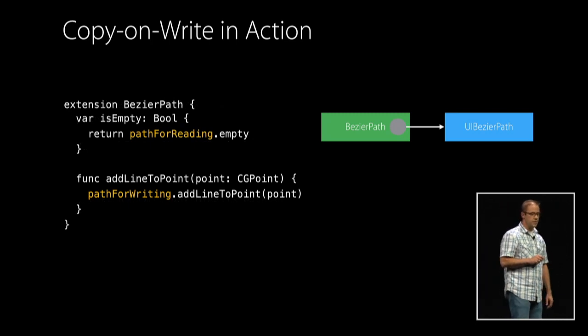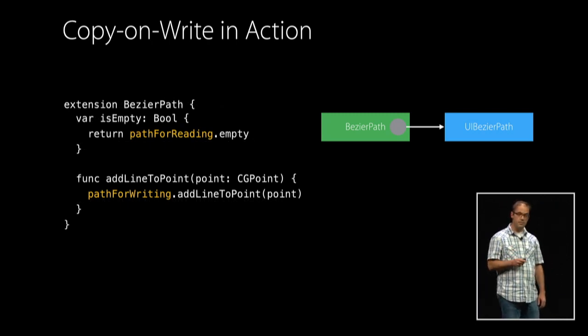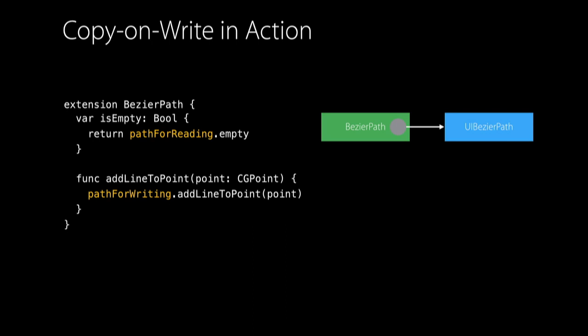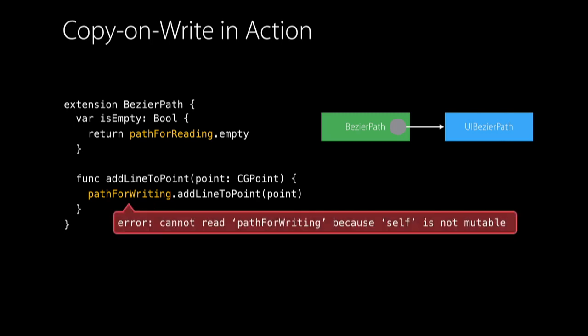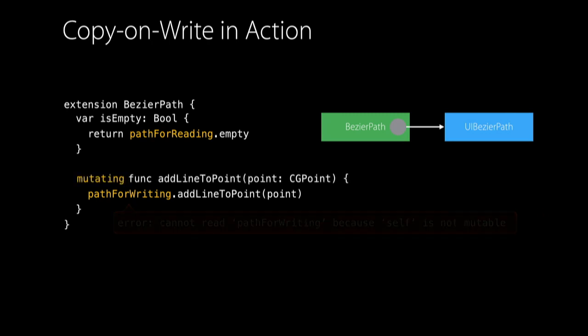And we change our implementation to reflect that. In the isEmpty method, we're going to call our reading copy. And in the mutating method below, we're going to call path for writing. And the great thing about this is, of course, the compiler is going to yell at us and say, hey, that path for writing property is marked as mutating, and this method is not marked as mutating. So now we're getting help from the compiler to help us figure out when we're doing something wrong.